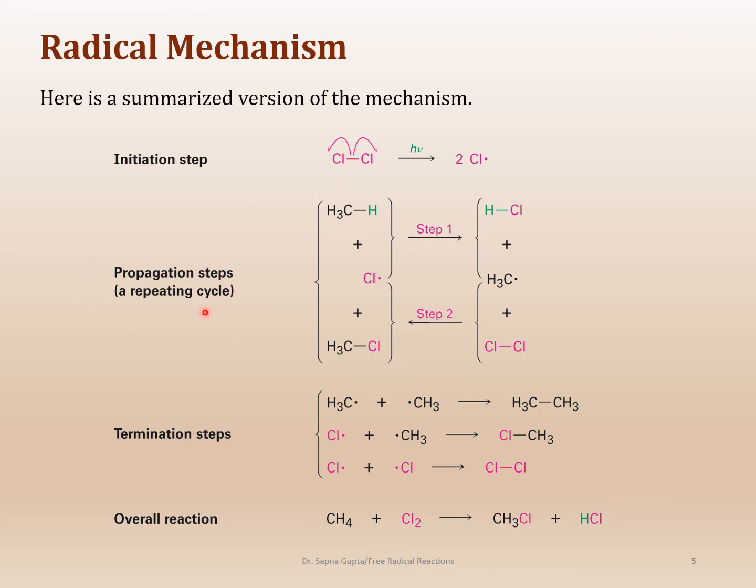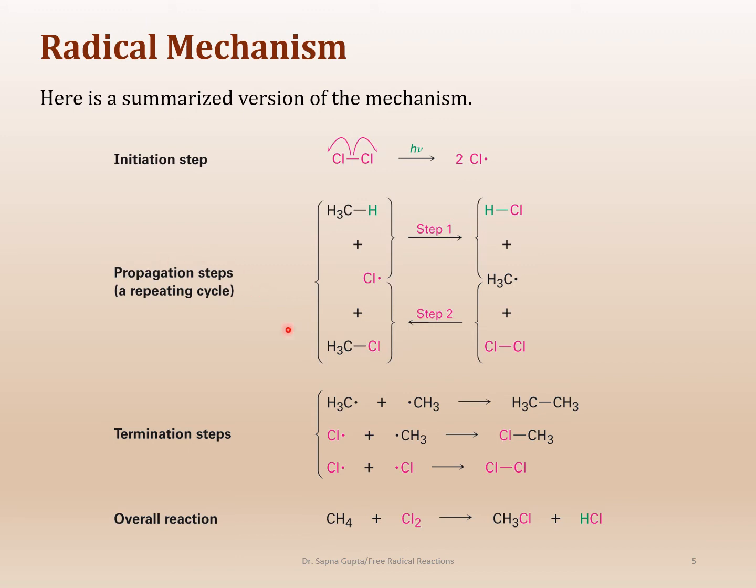Then we have the propagation steps. In the propagation steps, you have the chlorine radical reacting with methane to give HCl and the methyl radical, which then reacts with the chlorine to give chloromethane, and then you have the chlorine radical left over, right? And that goes back again, and the cycle keeps repeating itself. So you end up making more and more of the methyl chloride. In case you are wondering if the reaction can be stopped here with the methyl chloride, we'll come back to that. We will talk about how to control these reactions.